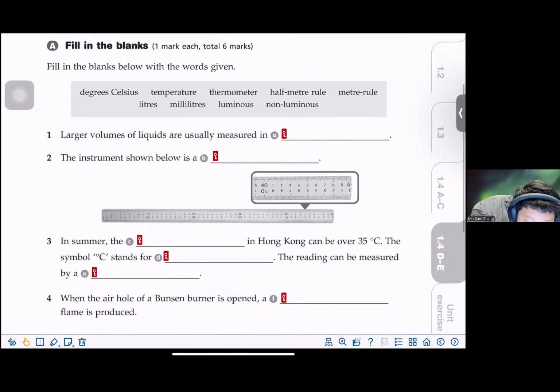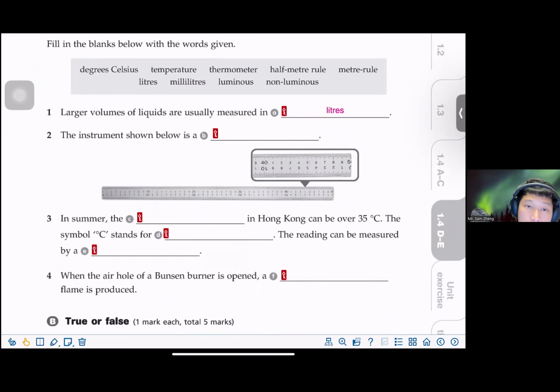For the first question, a large volume is normally measured in the unit of liters. Next, the instrument shown below is actually a half meter rule, because when we look at the picture, it only shows up to 50 cm. This means that it is a half meter rule, not a meter rule. It is halved, so it would be the half meter rule.